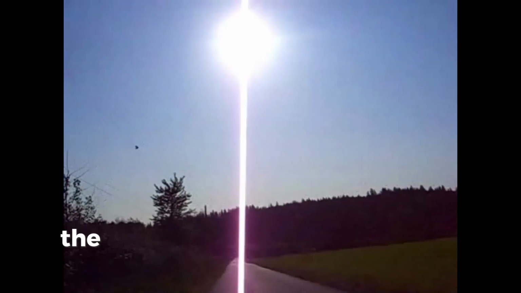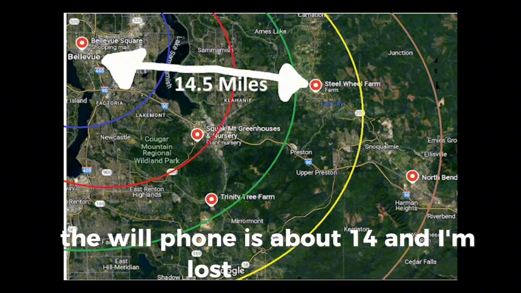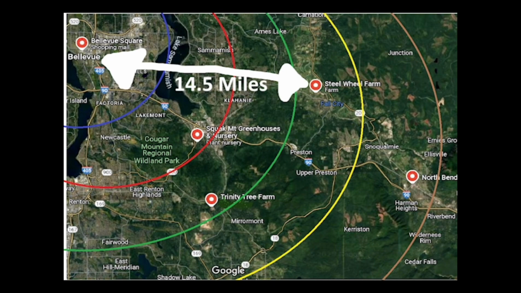The distance from Bellevue to the wheel farm is about 14.5 miles, and takes approximately 28 minutes to get there.